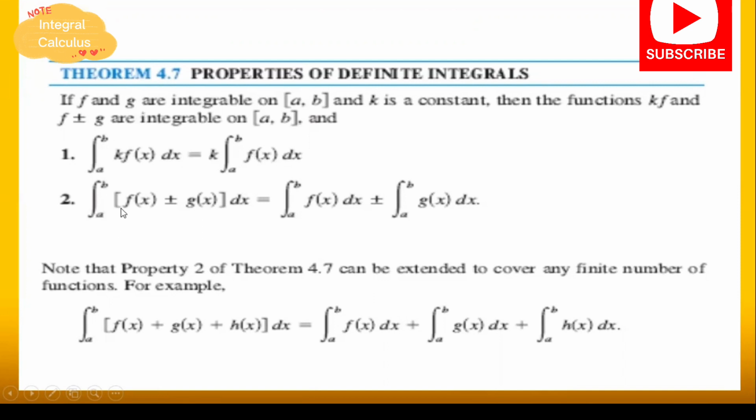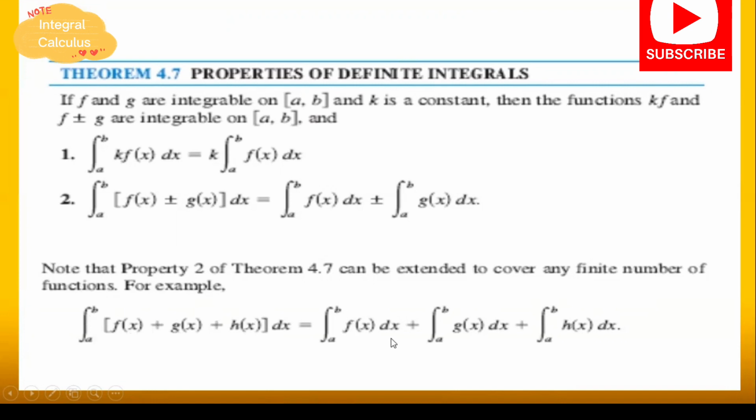Second, the integral of f of x plus or minus g of x with respect to x from a to b. You're going to distribute the integral. So the integral of f of x with respect to x from a to b, plus or minus the integral of g of x with respect to x from a to b. Note that property 2 of Theorem 4.7 can be extended to cover any finite number of functions. So you can have f of x, g of x, and h of x, and so on. You just again distribute the integral.